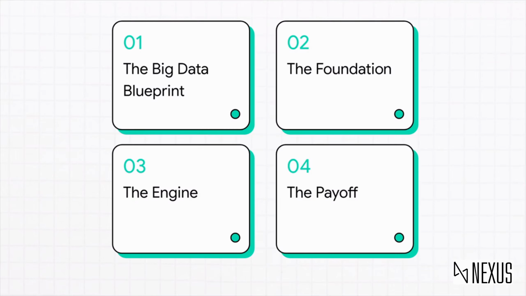Okay, so to make sense of all this, we're going to build this system together, from the ground up. First, we'll look at the big data blueprint. Then we'll move on to the foundation, the infrastructure and interfaces. After that, we'll get into the engine, which is all about data organization. And finally, we'll talk about the payoff, the analytics and applications that make this whole thing so powerful.